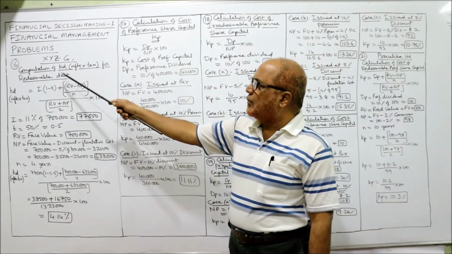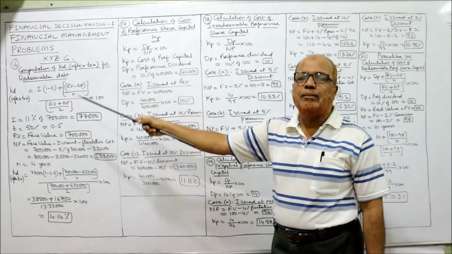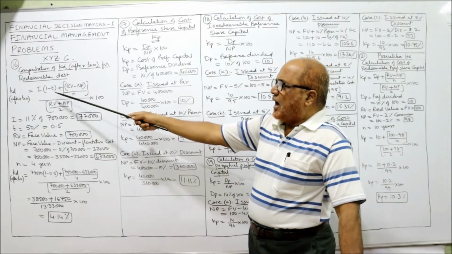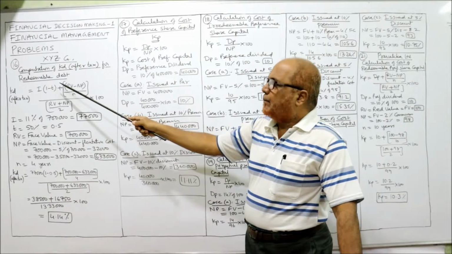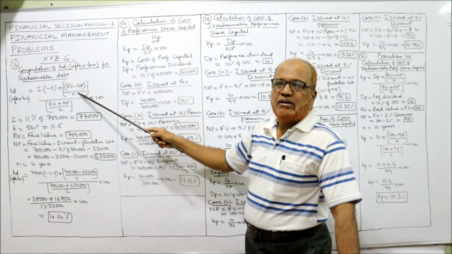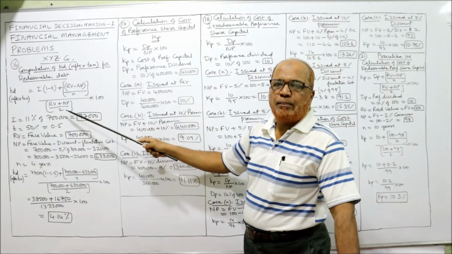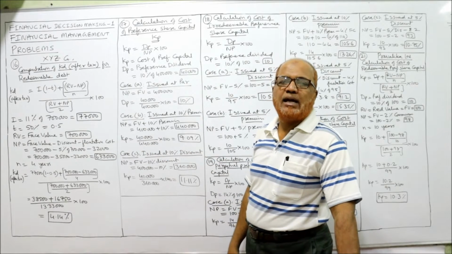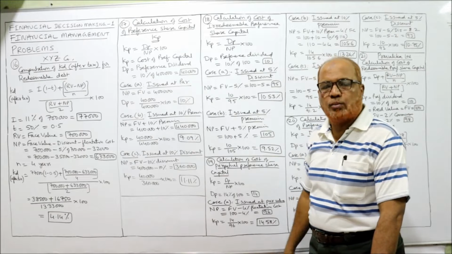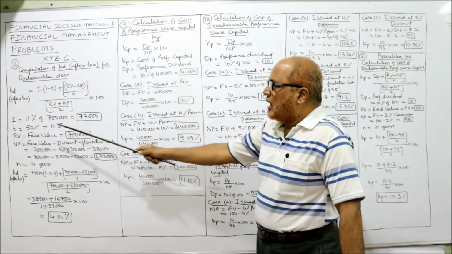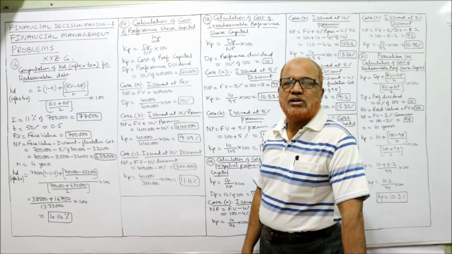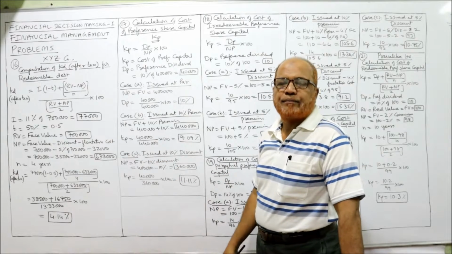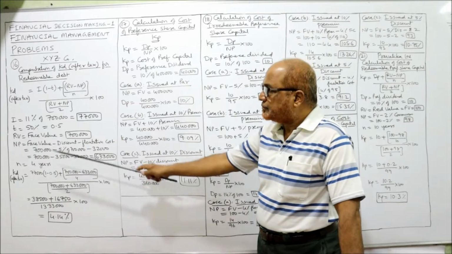Now, XYZ company computation of KD after tax for redeemable, because the period of redemption is given. KD equals I into 1 minus T plus RV minus NP divided by N, divided by RV plus NP divided by 2, into 100. This is the formula for calculating KD after tax. We have applied it in many problems. Now, I is the interest on debenture, 11% of 7 lakh, 77,000, the annual interest.